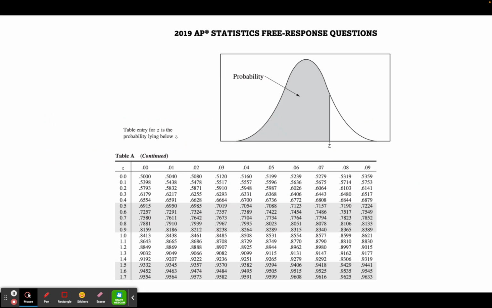Now, in your packet, you have a copy of Table A. And Table A looks like this. It's labeled AP Statistics Free Response Questions at the top, because we use this in AP Statistics quite a bit, but I've provided you with a copy of this table as well. And notice that the table has two sides. So the top, it has a picture of a standard normal curve. And notice that here we have the portion that's shaded in, and it's shaded to the left of that line that's labeled with a Z. And then we have some numbers in the margin of the table. Notice that we have a Z here in this corner.